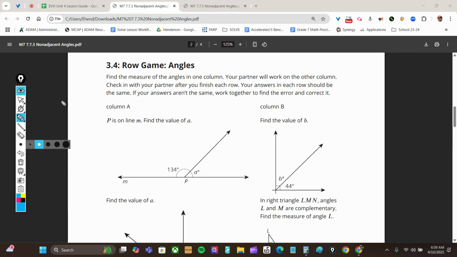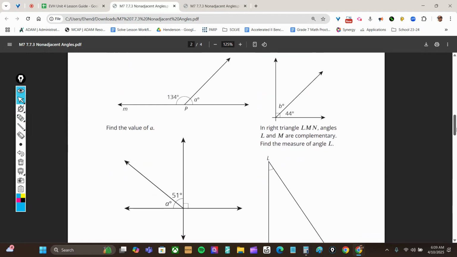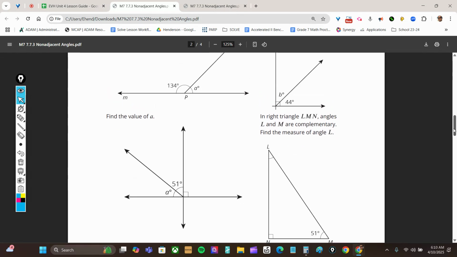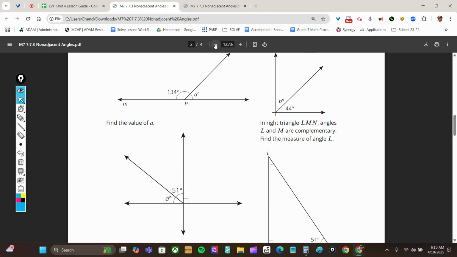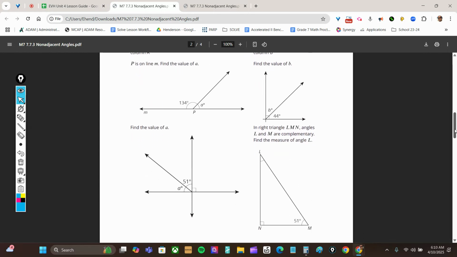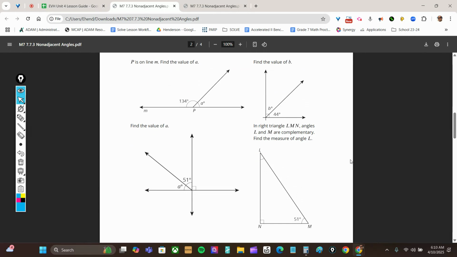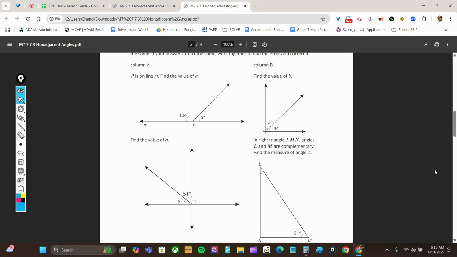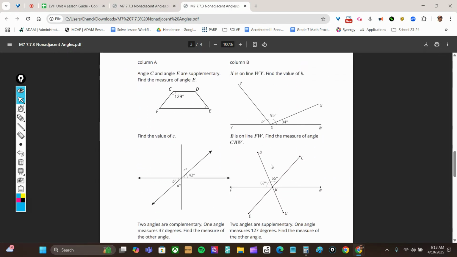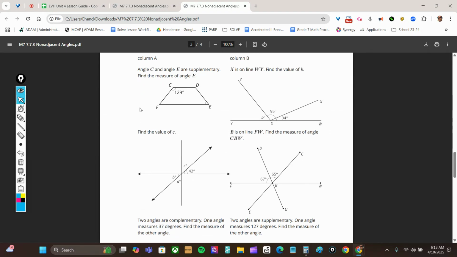Let me scroll down. Okay, so this triangle has, well, that's 90, and then find the missing angle for angle L. So go ahead, take a moment and find those missing angles. Okay, once you're done with that, it's basically more of the same on the next page. I'll probably have you all do this on a sheet of paper.